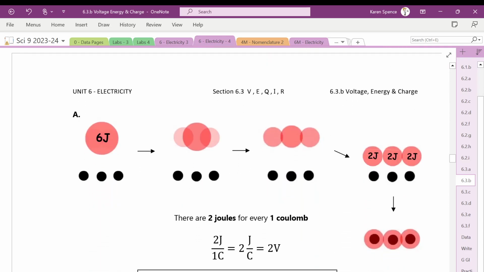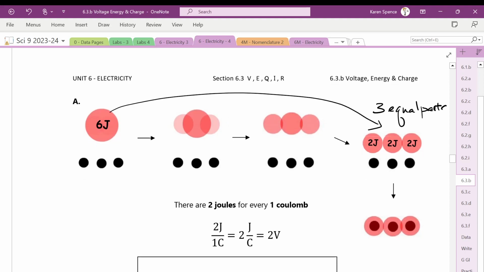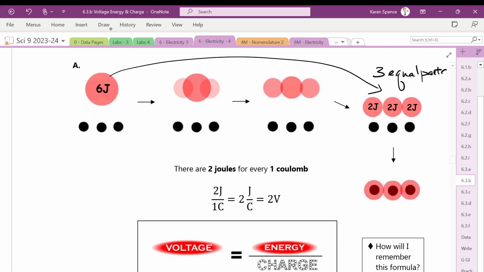Well, let's imagine that we split our 6 joules up into three equal parts, yes? So we've taken our 6 joules, and it is now in 3 equal parts. Each of those parts is how many joules? 2 joules. So each 1 coulomb gets 2 joules. So we have 2 joules per coulomb, which is equal to 2 volts.